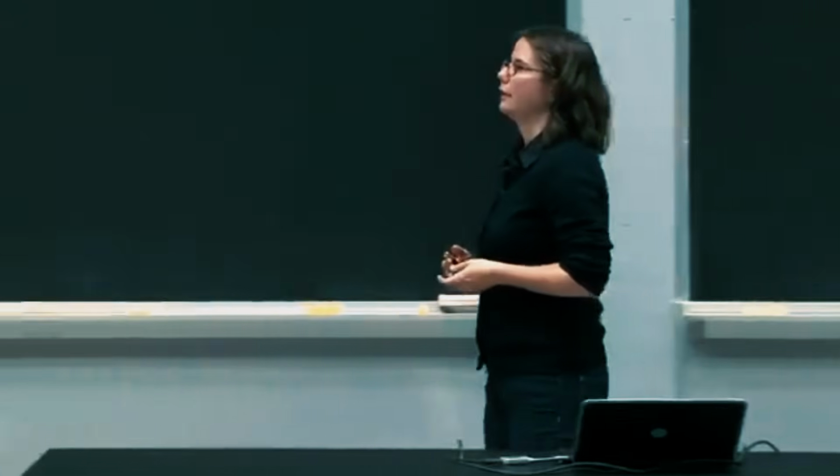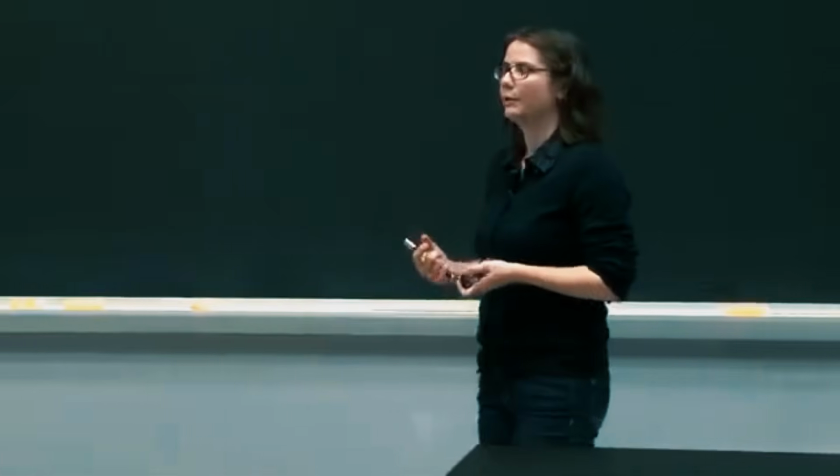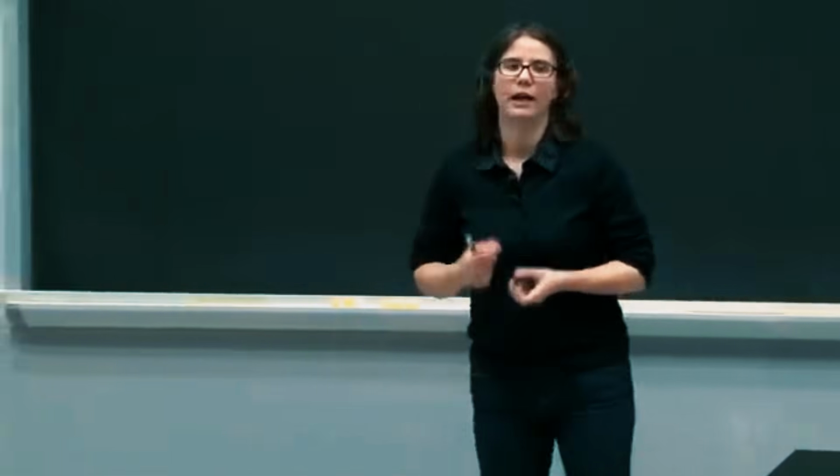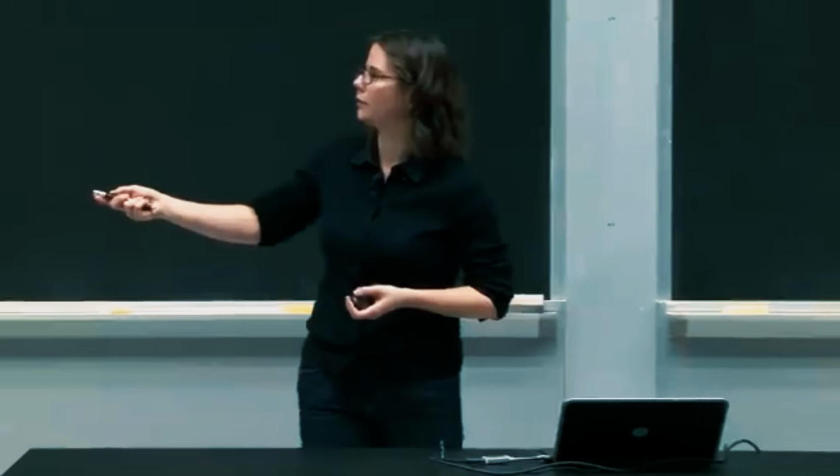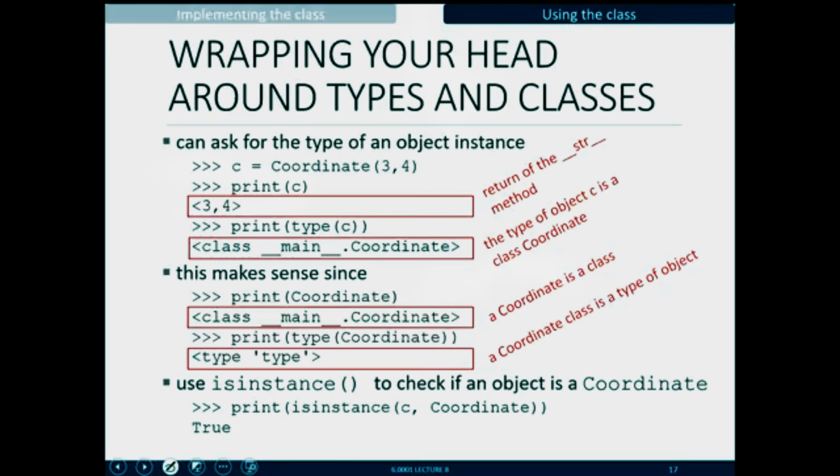If you'd like to figure out whether a particular object is an instance of a particular class, you use this special function called isinstance. So if you print isinstance(c, Coordinate), this is going to print true because c is an object that is of type coordinate.